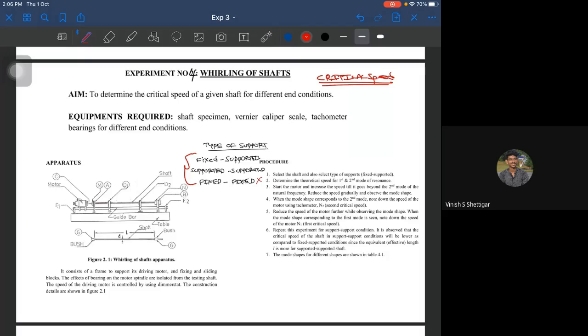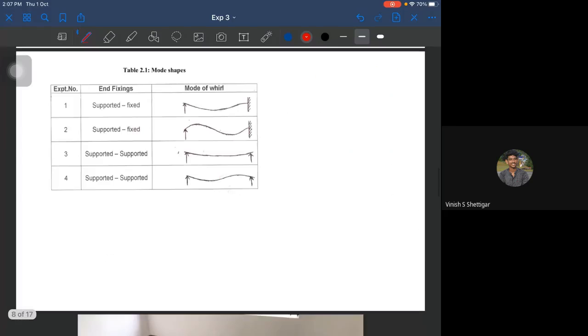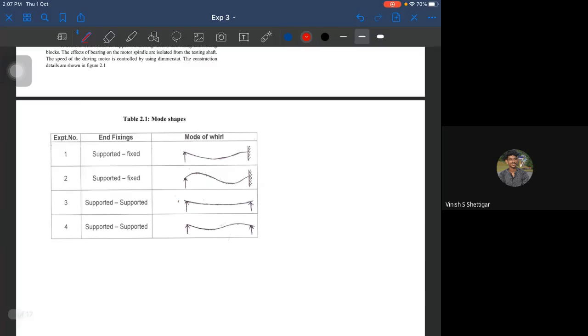So two combinations are possible, and accordingly you have to change the fixtures. This will be very clear when you have hands-on experience. You can have fixed and supported, or supported and supported, that is, bearings at both ends, or a bearing at one end and a hub at the other. But both ends fixed is not possible theoretically, so we will not take care of that. We will just move on with fixed-supported and supported-supported. These are the modes of vibration that we will observe within the shaft.